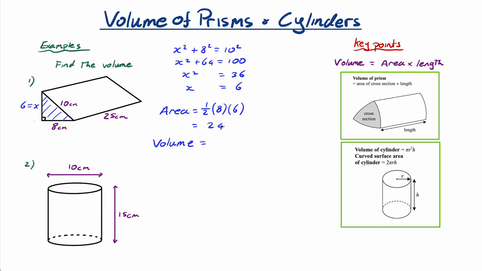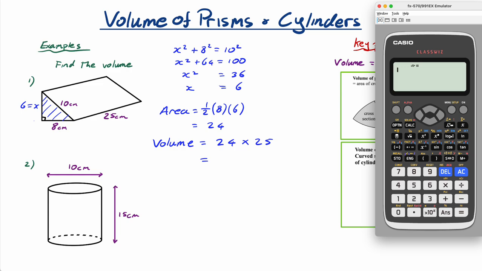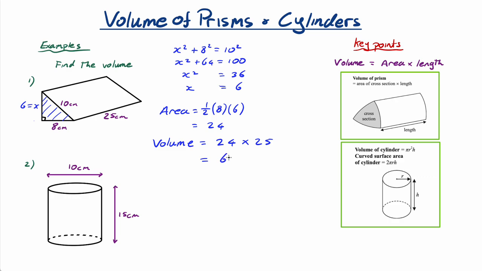And then the volume is just going to equal area times length, which is 24 times 25. And 24 times 25, I think, guys, is it 600? 24 times 25 is 600. Nice. Okay, and it's volume, so this is centimeters cubed. Okay, easy. Second one, cylinder.